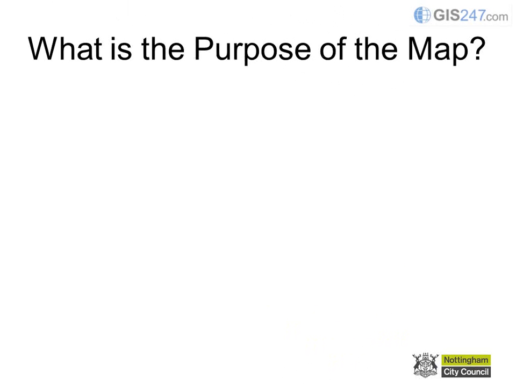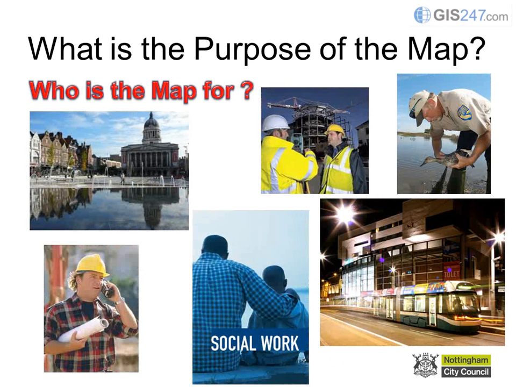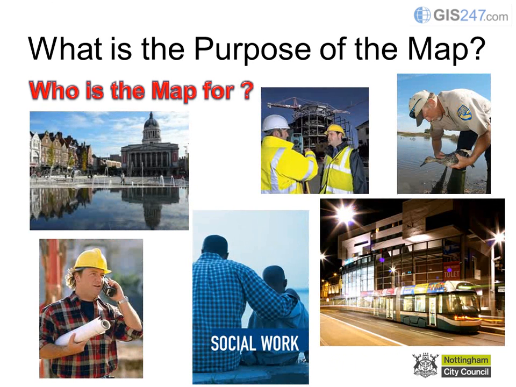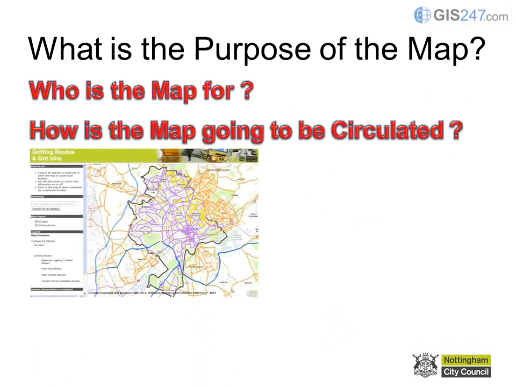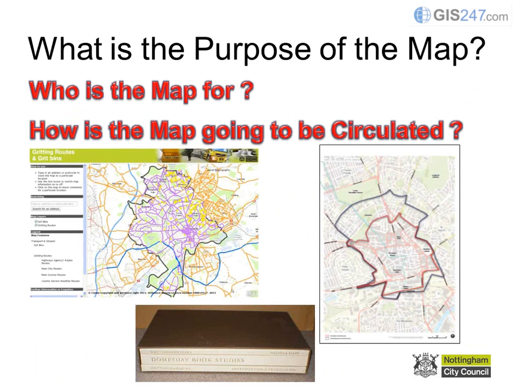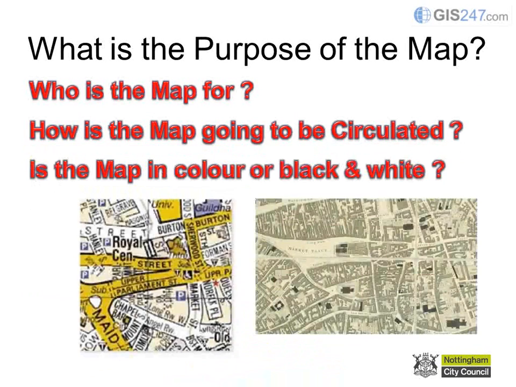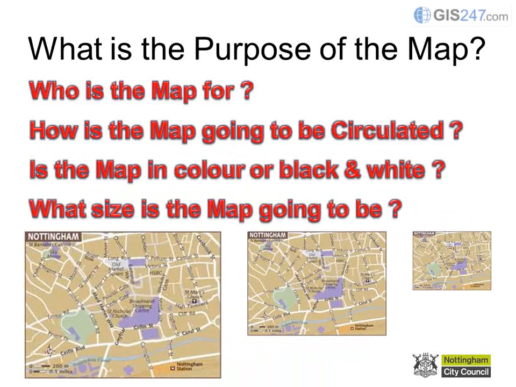Before producing a map, it is important to work out what the purpose of the map is. Who is the target audience? To whom and how is the map going to be circulated? For example, is it to be used in web applications, included in a publication, or circulated as a hard copy? Is the map going to be reproduced in colour or in black and white? What size is the map going to be produced at?